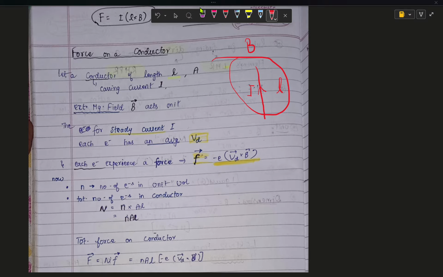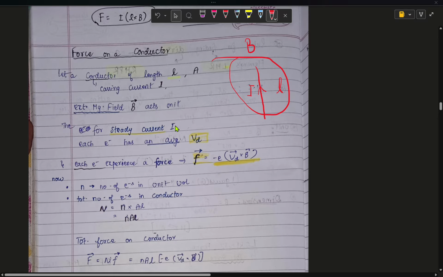Let's see. Let's take a conductor of length L and area of cross section A carrying a current I. An external magnetic field B acts on it. So there will be some external magnetic field because we have kept it in a magnetic field medium. So for steady current I, each electron has an average drift velocity.